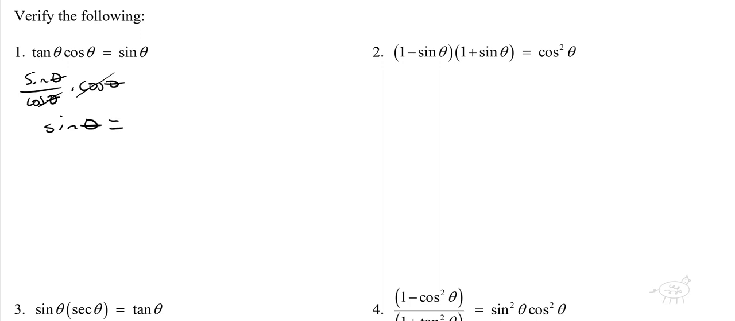But your very last step, you should write sine of theta equals sine of theta, and then you should put a check mark there. So I am looking for this equal to with a check mark and then the other side written.